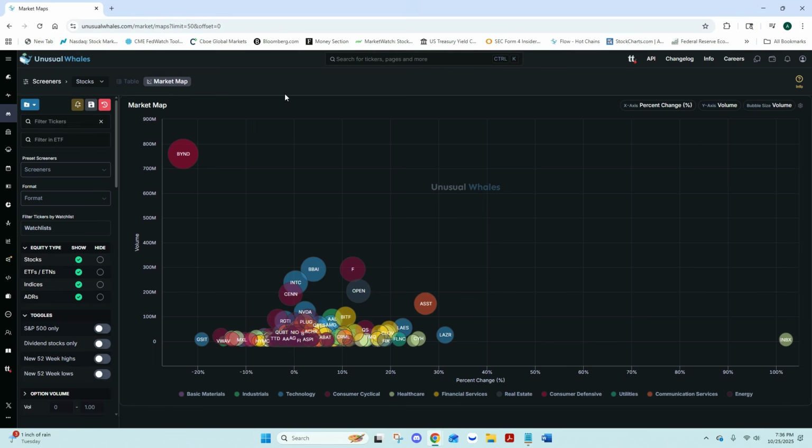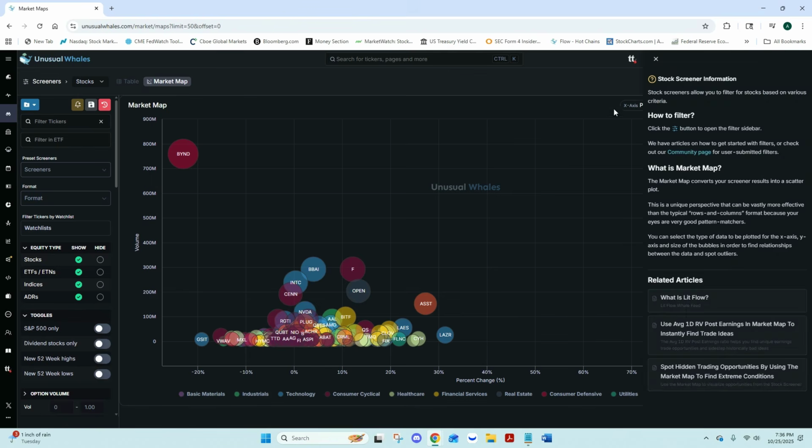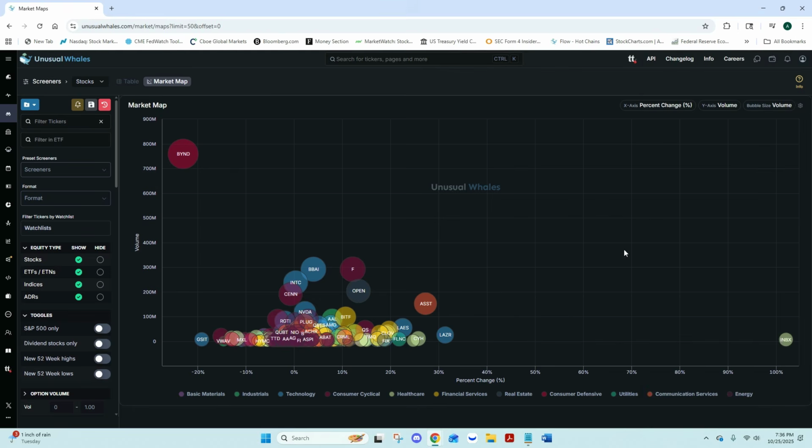So this is an unfiltered market map, so it brings in everything, and you can filter a lot of stuff, and you do have info on it here as well. Your market map converts your screener results into a scatter plot. Your stocks show up on this scatter plot, and you can customize it. You have your x-axis, your y-axis, and your bubble size is volume. These are just your default settings, and if you want to take the grid off, you can. I leave it on, but this is a very good setup for beginners who are just trying to get used to it.